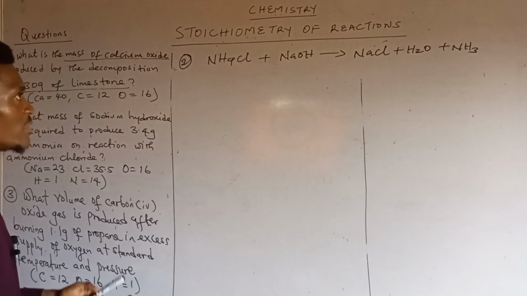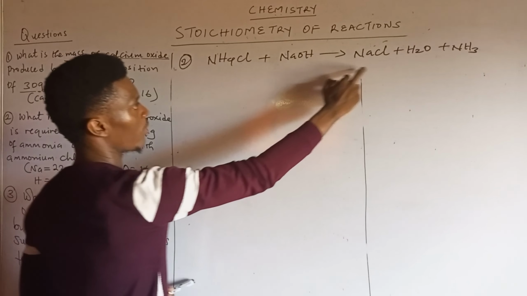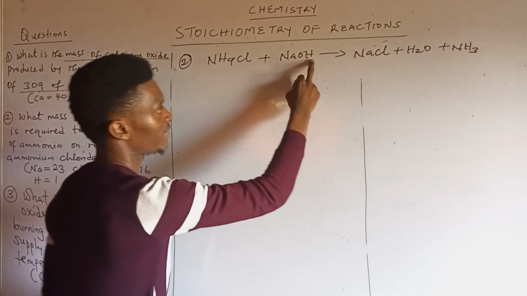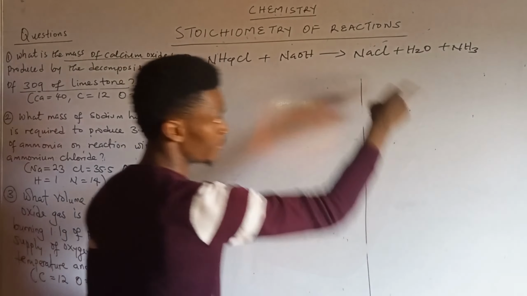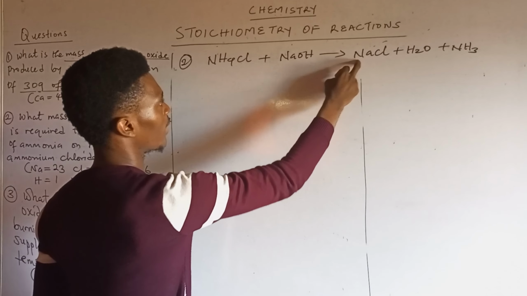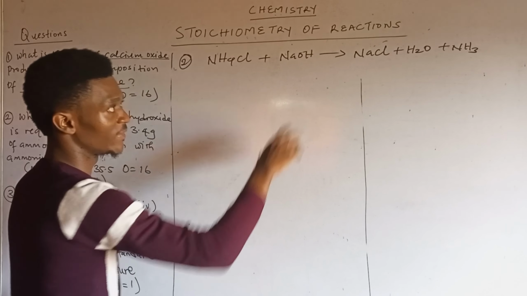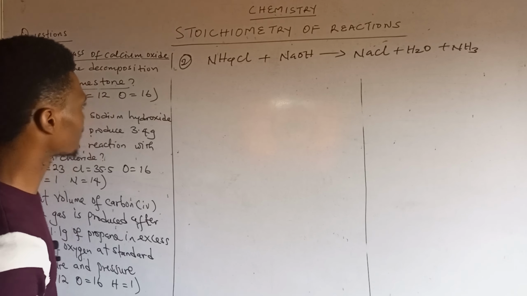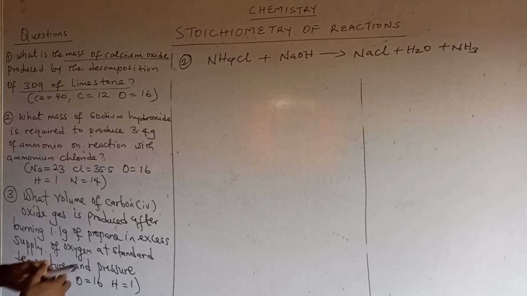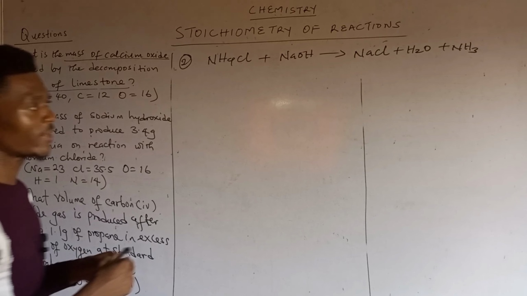So let's see whether the reaction is balanced. One nitrogen, then 5 hydrogens, 4 plus 1, 5, 3 plus 2, that's 5. Then chlorine 1, 1, sodium 1, 1, oxygen 1, 1, then everything is balanced. All right. So we are told what mass of sodium hydroxide. So let's start with that code.